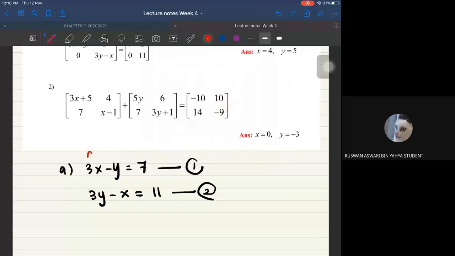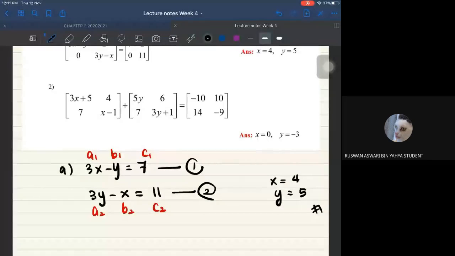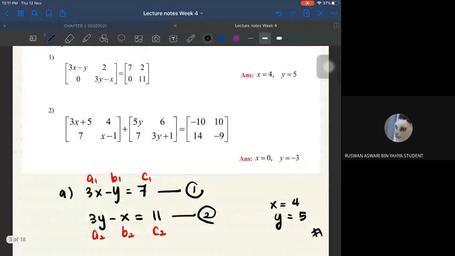So get me the value of x and y. So this one will represent your A1, your B1 and your C1. This is your A2, B2 and C2. So what is your x and y? What is the value of x and y? Yes, x is equals to 4 and y is equals to 5. Okay, so you get the answer. Okay, now try to do for number 2.